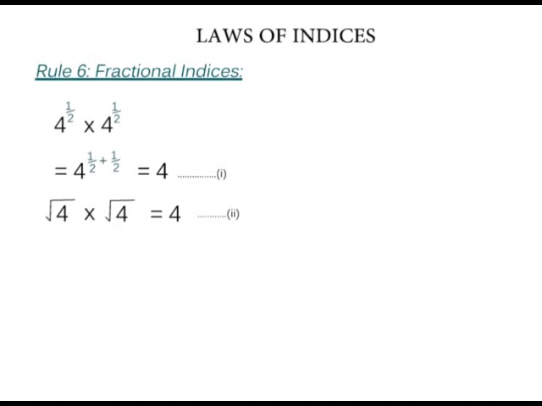Considering equations 1 and 2, it follows that 4 raised to power half is equal to the square root of 4, which means 3 raised to power half is equal to the square root of 3.